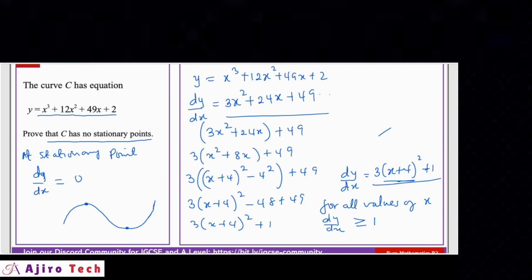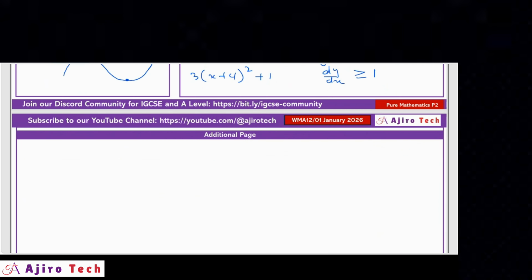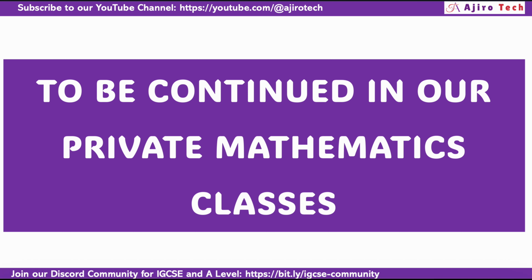Another way to show that is to use the discriminant b squared minus 4ac. When this is not equal to 0, then we can also say that it has no stationary point. So those are two ways we can show that it has no stationary point.